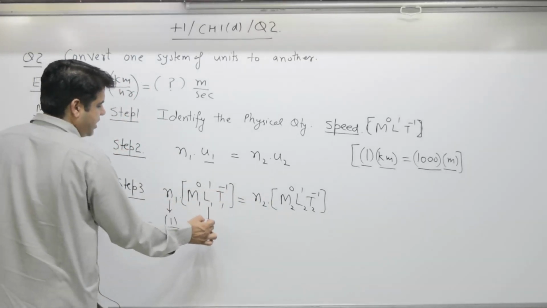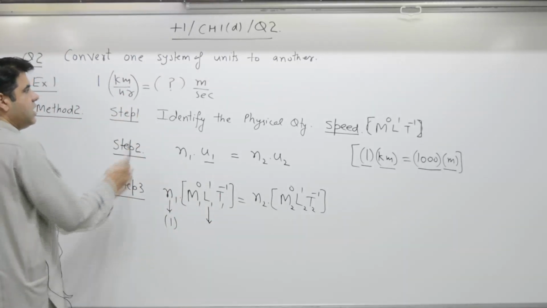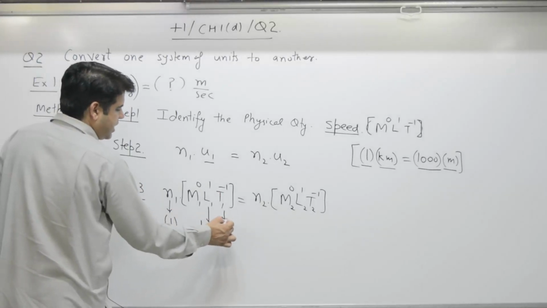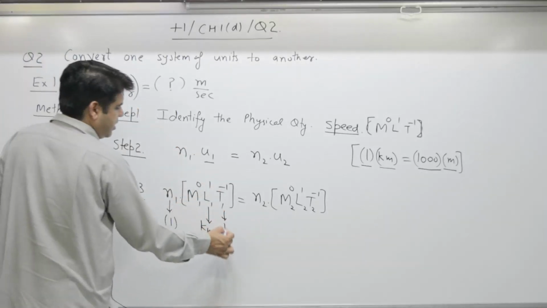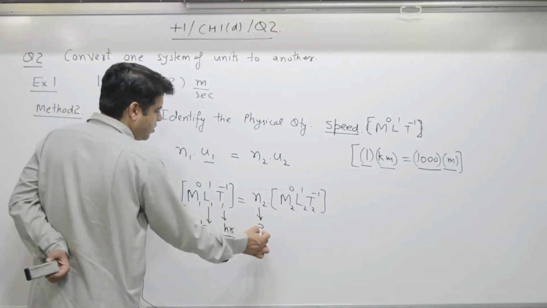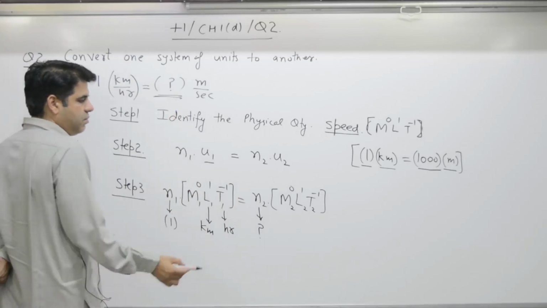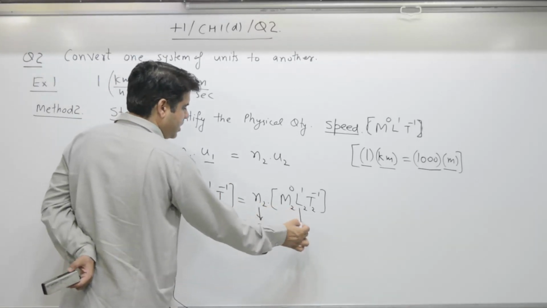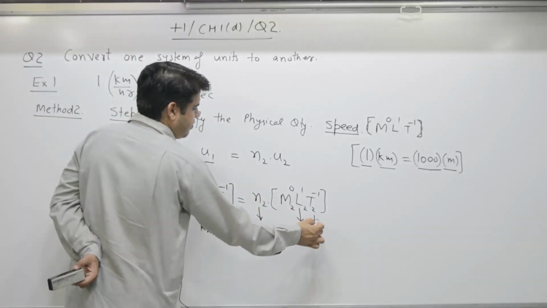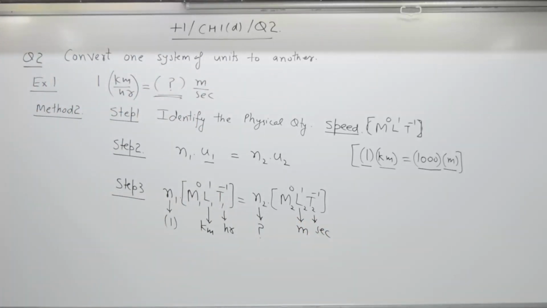Length in system 1 is kilometer. Time in system 1 is hour. In system 2, this is something which you want to find out. Mass again is of no use. Length, meters. Time, second. Completed, 3 minutes, 1 full page.